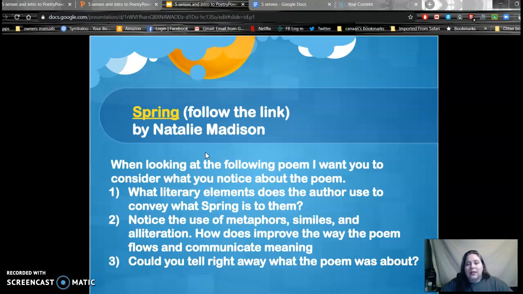So when you go to do your assignment, I just want you watching out for those things. Again, what literary elements is she using? How do the different literary elements improve the flow and communication of the poem? And could you tell right away what the poem was about? This presentation and the actual assignment will be up on Google Classroom. You are going to write your own 5-sentence poem. They're real easy to write, guys. And you'll see a little bit of an example of a 5-sentence poem that I've written. It's like two stanzas of it.